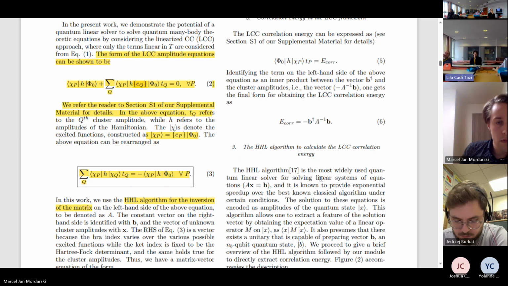So TQ is an amplitude, I think. EQ is some sort of excited state, probably a Slater determinant. But then this is just the configuration interaction equation, I think, which is what you get if you linearize coupled cluster. But there are people who do some linearized coupled clusters that are not this.